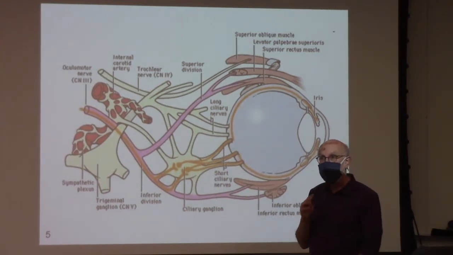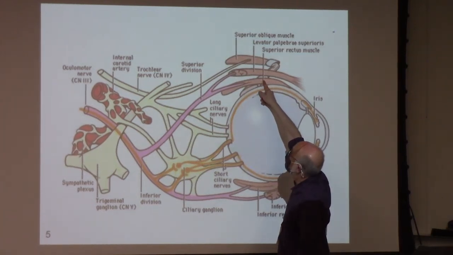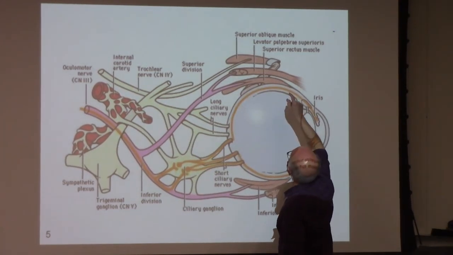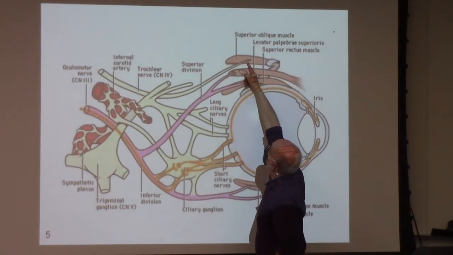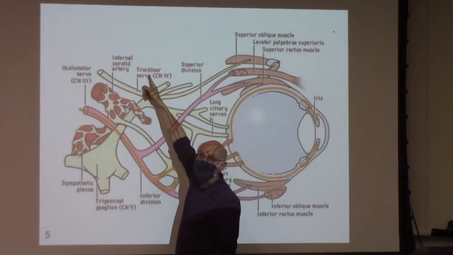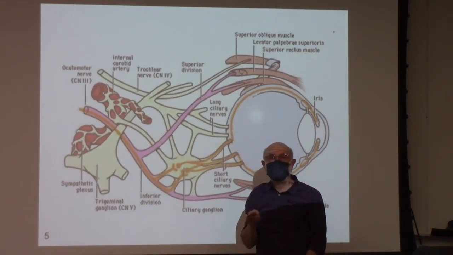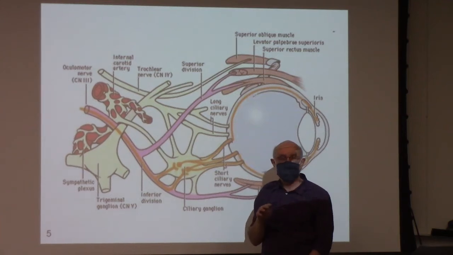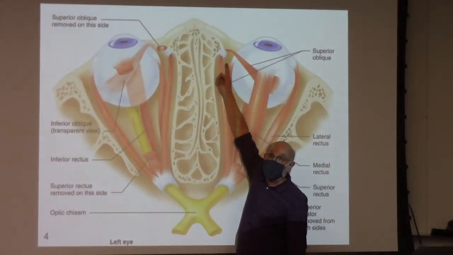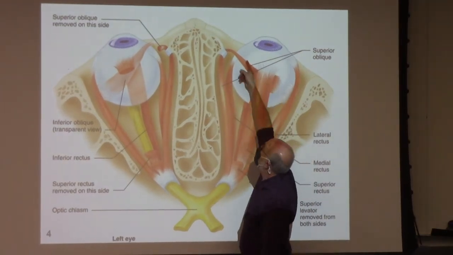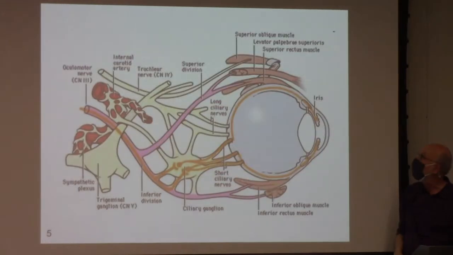The other muscles, so the superior oblique, is innervated by the trochlear nerve. So now, if you know the name trochlear, you remember that strange little structure, the trochlea. So the superior oblique goes through the trochlea and is innervated by the trochlear nerve.